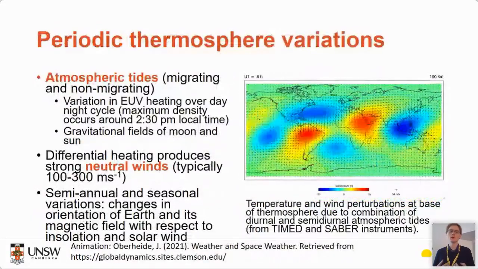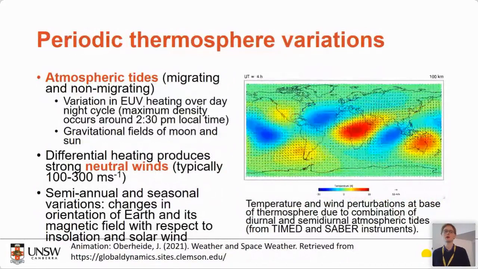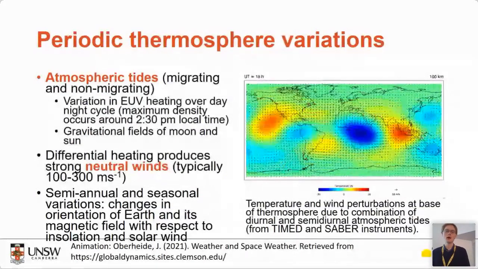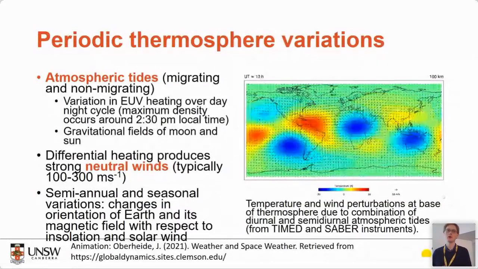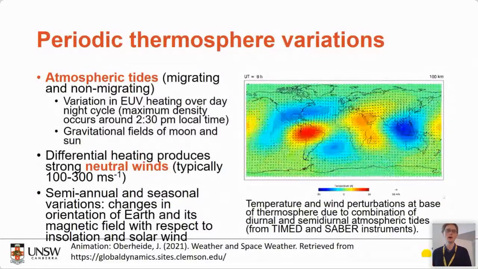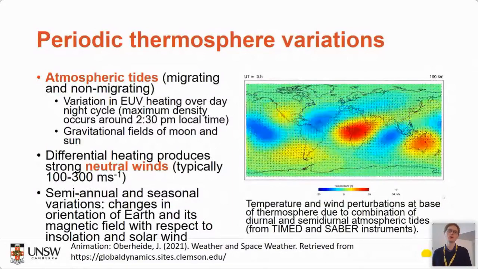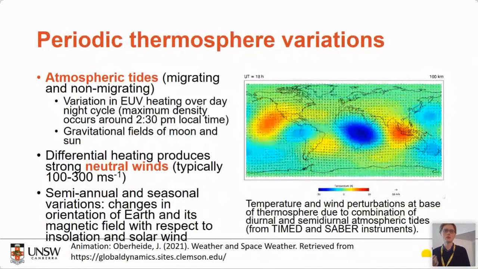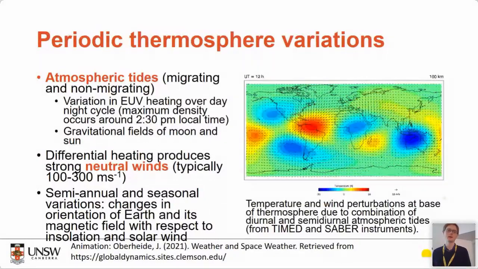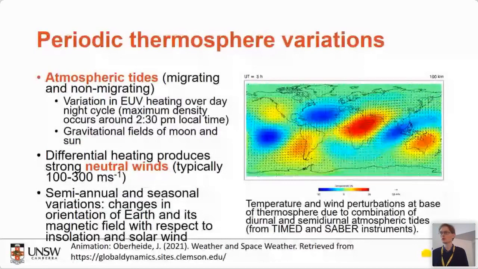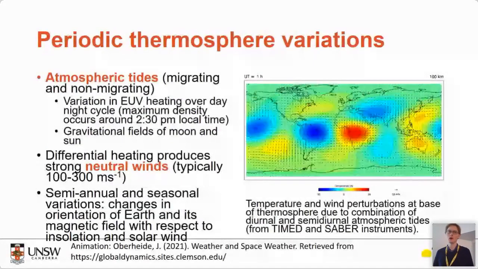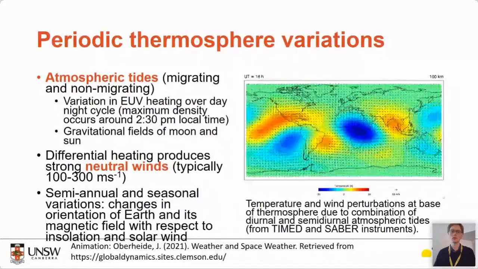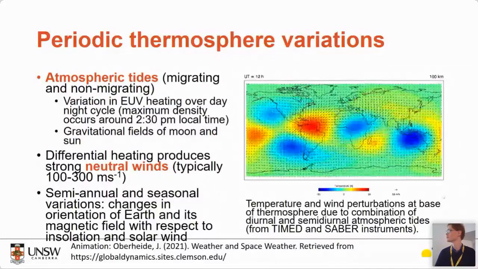There are periodic variations in the thermosphere state, which occur due to atmospheric tides, which are predominantly due to the EUV heating just following the Sun around the Earth. There are additional non-migrating tides or other migrating tides due to the gravitational fields of the Moon and the Sun. The differential heating results in high speed winds in the neutral atmosphere, which are typically between 1 and 300 meters per second. All of this is shown in the animation on the right-hand side of the slide.